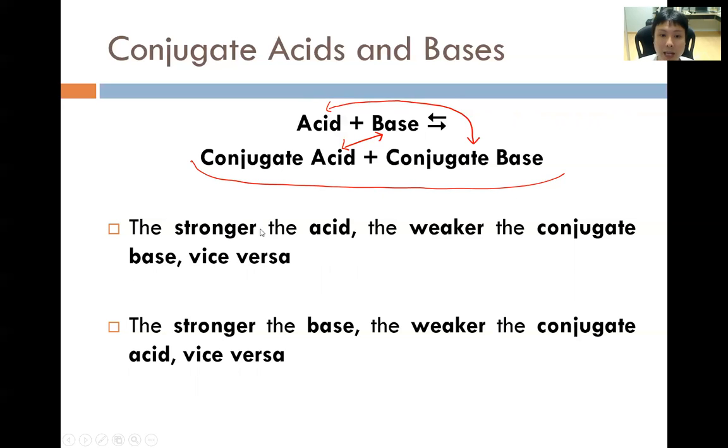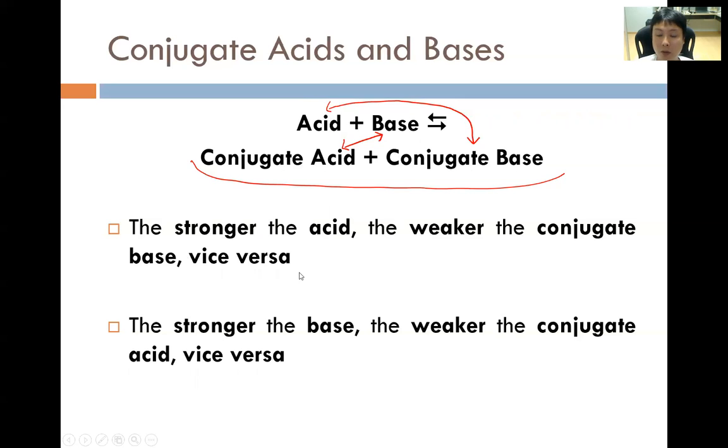Okay, so if the acid is strong, the backward reaction is very insignificant, and hence the conjugate base must be weak because the backward reaction doesn't happen to a significant extent. And of course, if the acid is weak, then the backward reaction happens to a significant extent, driving the reaction towards the reactants, and hence the weaker the acid, the stronger the conjugate base.